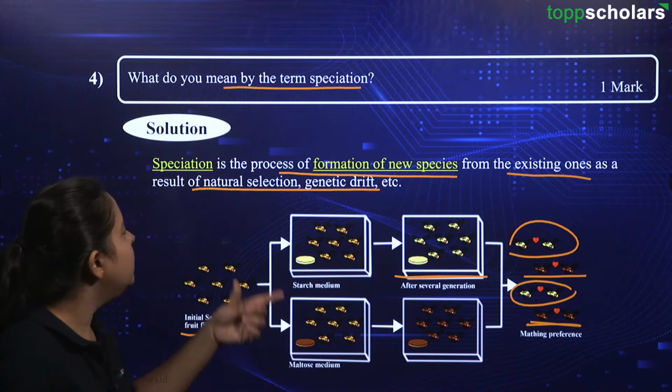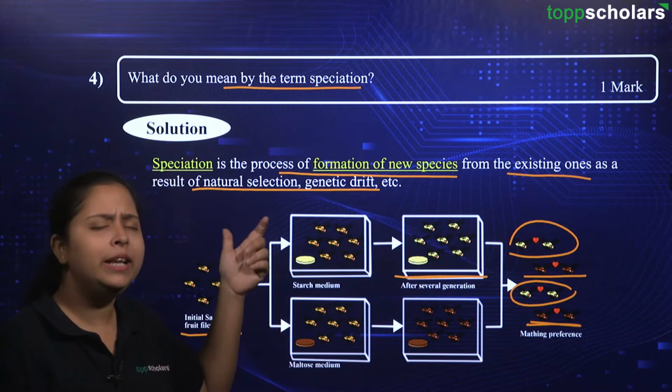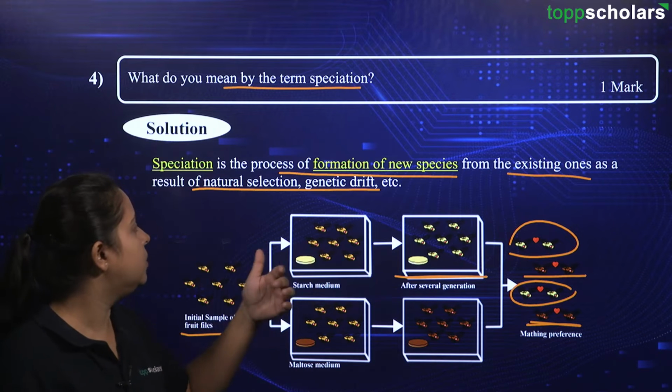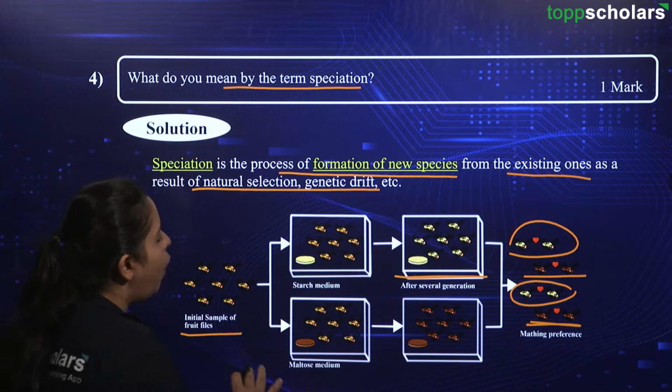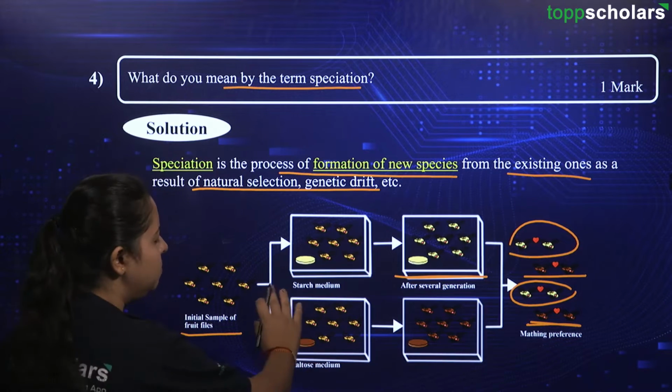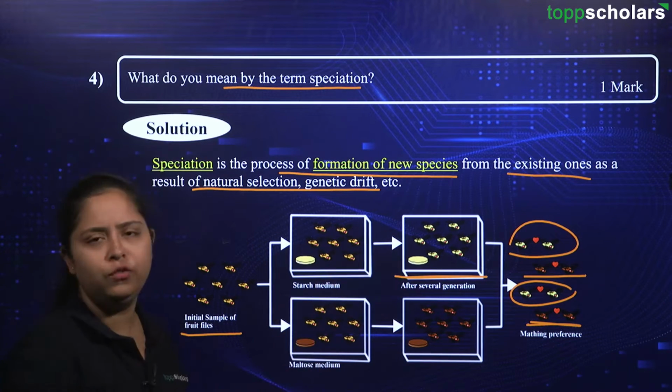Okay, so that is the concept of natural selection. We will get back to it in our future video. Now friends, to understand this genetic drift, let's say all of these flies are present, and forget about the starch medium and all of those things.